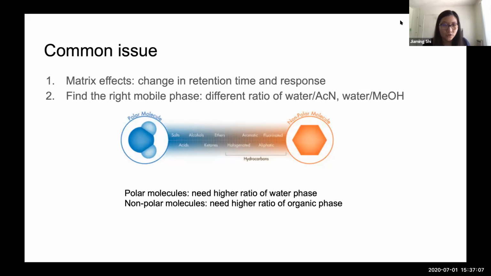So you usually need to adjust the ratio to get the retention time you want, which means you don't want it to be too short. Then it's not going to retain on the column at all. It's just going to shoot right out. That's not ideal. You also don't want it to be too long. That means your method is going to be very long and not very time efficient.